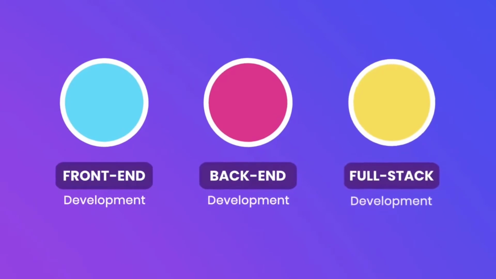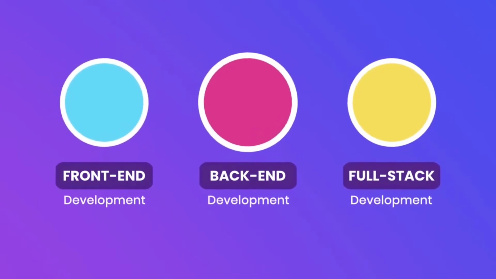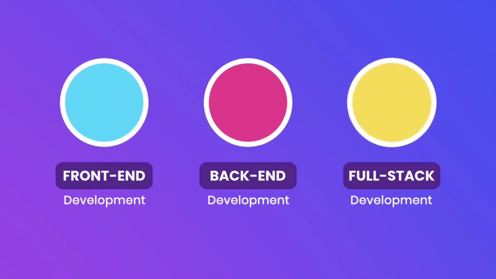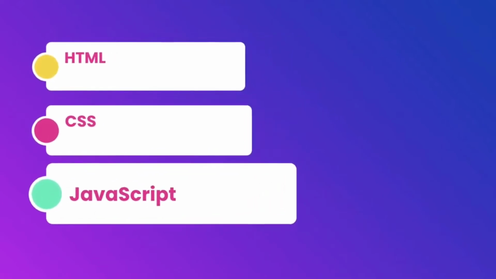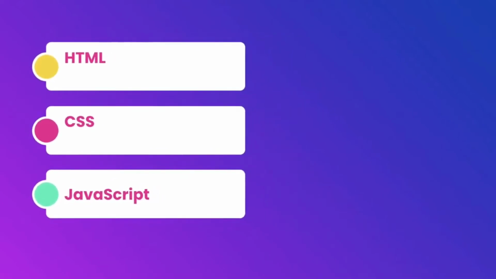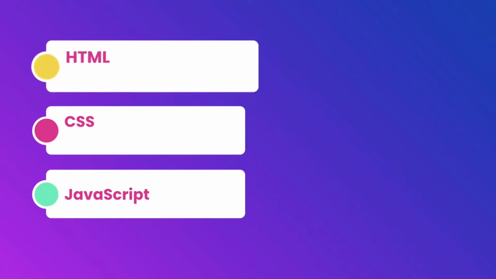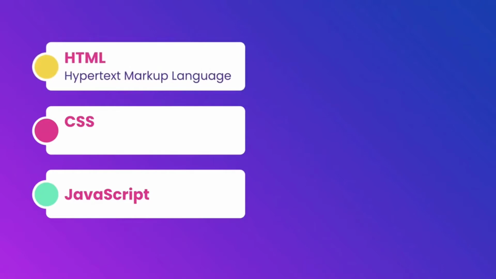So web development jobs fall into three main categories: front-end development, back-end development, and full-stack development, which involves both front-end and back-end development. Front-end developers use HTML, CSS, and JavaScript to build front ends. Back-end developers have different sets of tools available to them, which is outside the scope of this course. So let's talk about HTML, CSS, and JavaScript. HTML is short for Hypertext Markup Language.